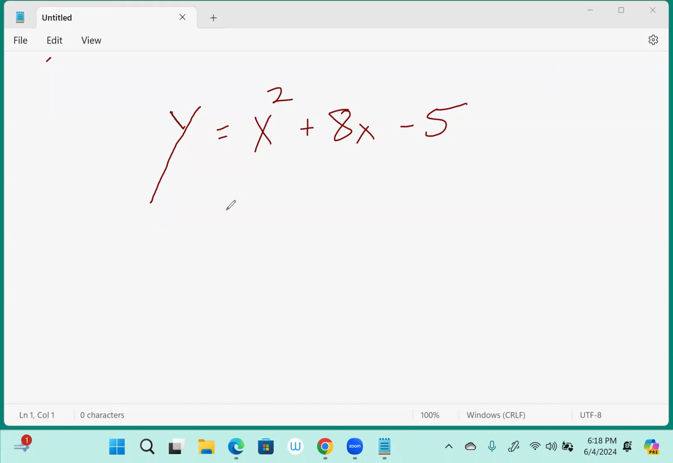So to complete the square here, first I'll get you started. Leave room to complete the square. Put the minus 5 out there. So how do you complete the square inside the parentheses?